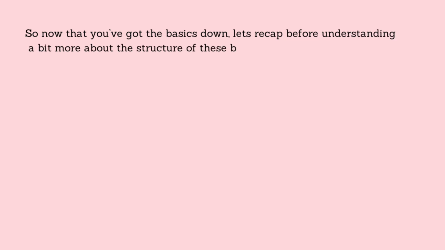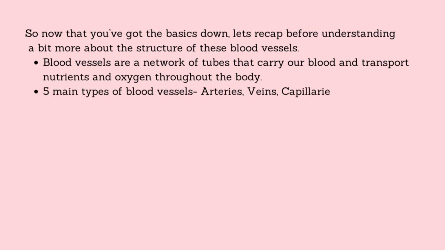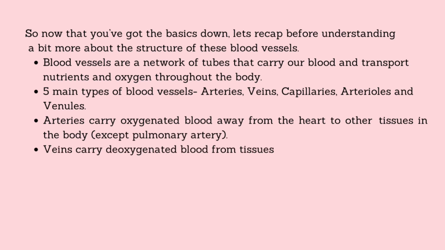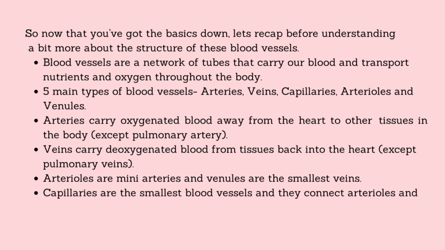So now that you've got the basics down, let's recap a bit before understanding a bit more about the structure of these blood vessels. Blood vessels are a network of tubes that carry our blood and transport nutrients and oxygen throughout the body. 5 main types of blood vessels: arteries, veins, capillaries, arterioles and venules. Arteries carry oxygenated blood away from the heart to other tissues in the body, except pulmonary artery. Veins carry deoxygenated blood from tissues back into the heart, except pulmonary veins. Arterioles are mini arteries and venules are the smallest veins. Capillaries are the smallest blood vessels and they connect arterioles and venules.